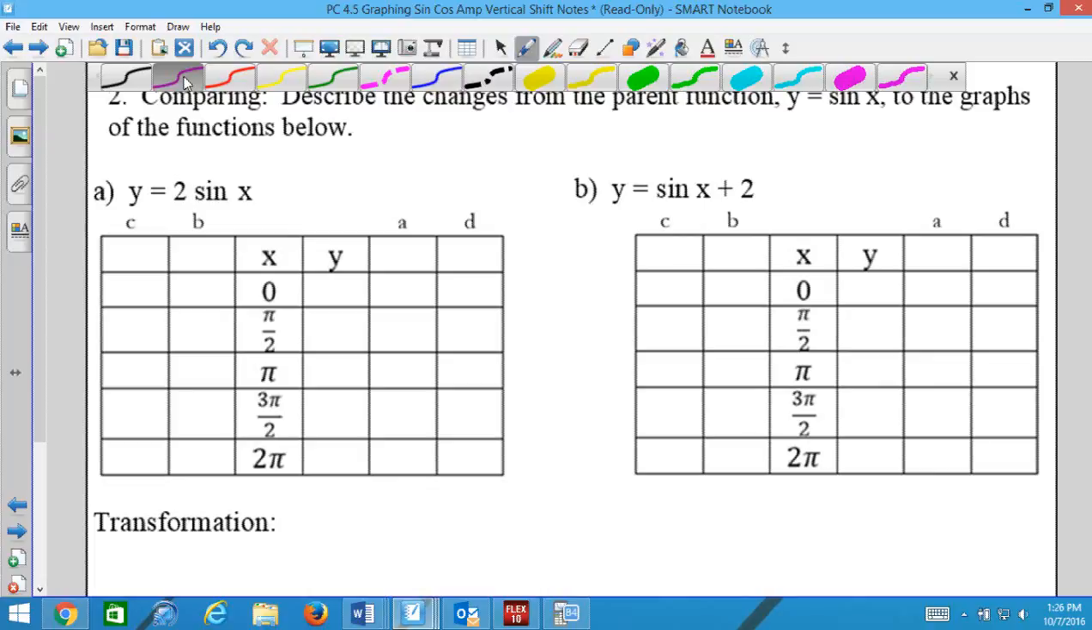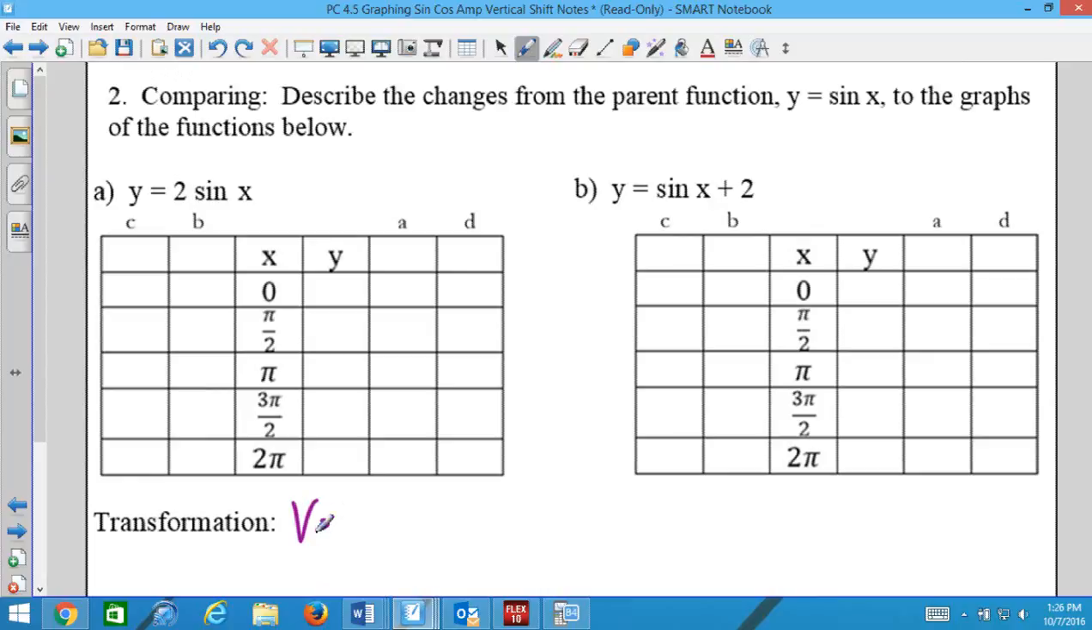Yeah, what does the 2 do? That is a vertical stretch. And I said this earlier, but that 2 gives us our amplitude, which is not asked for this question, but might as well practice our vocab. Amplitude gives us the amplitude. That tells us that it is stretched 2 above and 2 below the center line.